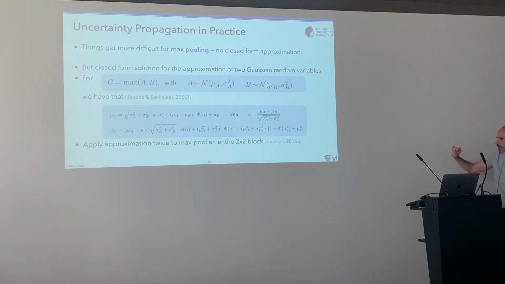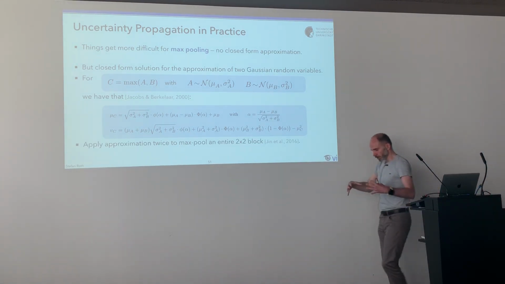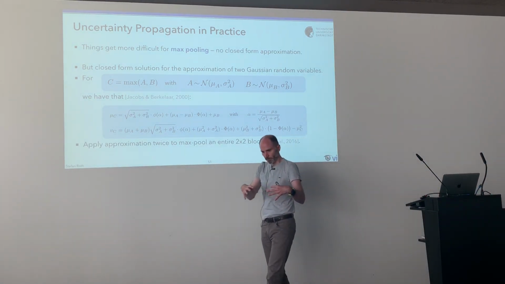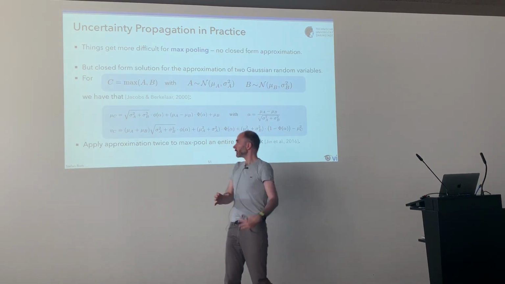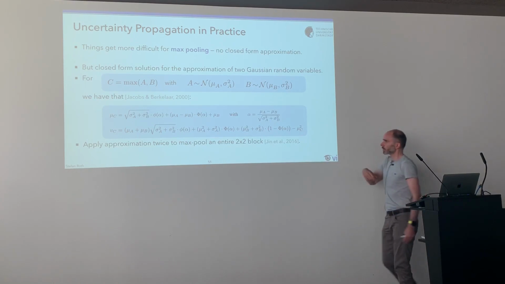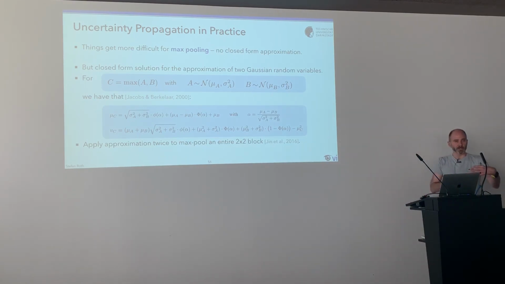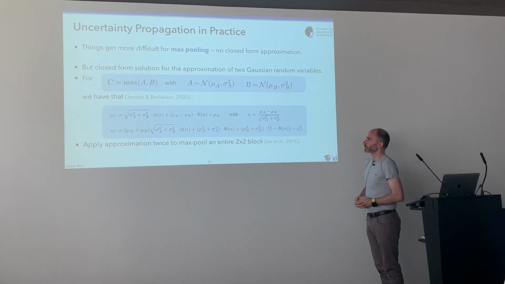And in max pooling, I don't just, of course, want to take the maximum of two Gaussian random variables, but I want to take the maximum in a 2x2 block. But it turns out, as Jin and colleagues proposed, that can be taken care of by basically maximizing first pairs and then taking the maximum of the two pairs. And then I have the maximum in the entire 2x2 block, or an approximation thereof.